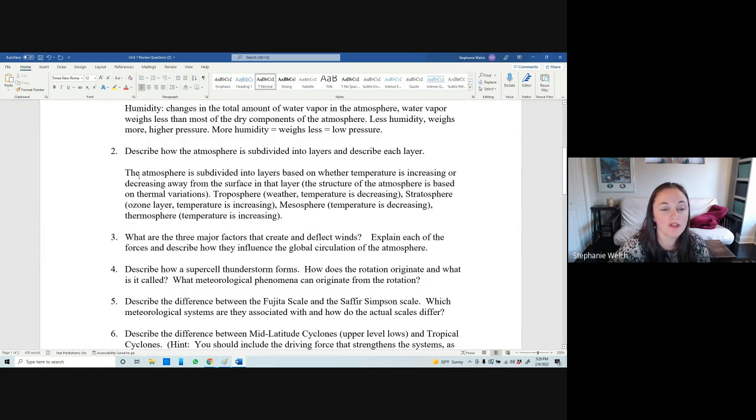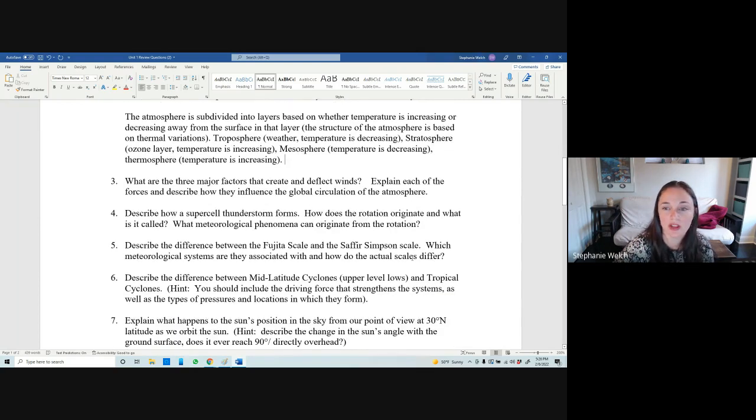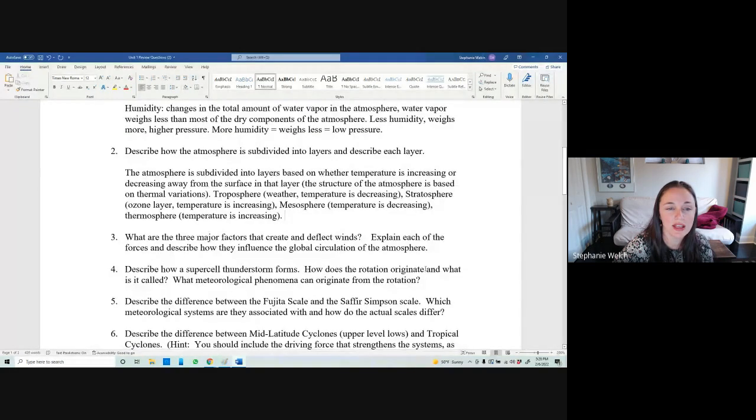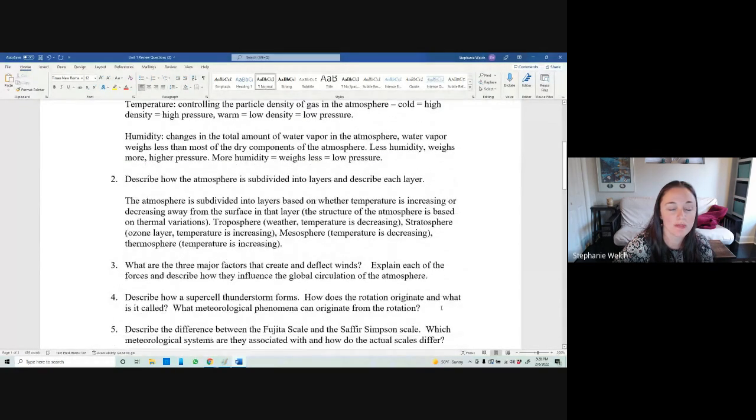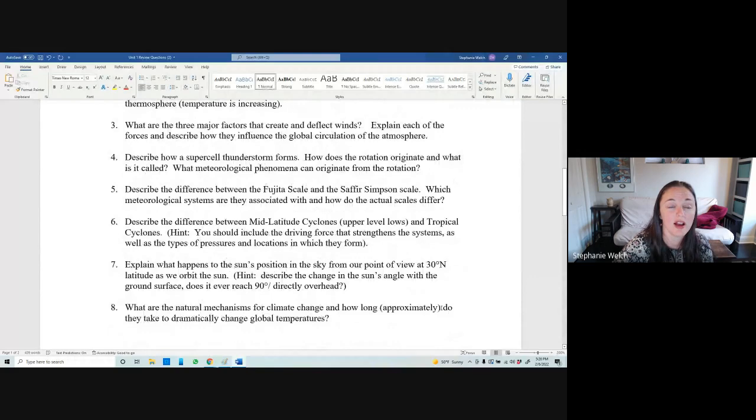So certainly the first part of this is the most important. And then maybe just know these zones in relation to each other. The troposphere is first, the thermosphere is last. Okay, so that's question 2, and that's the end of the questions that relate back to lecture 1.